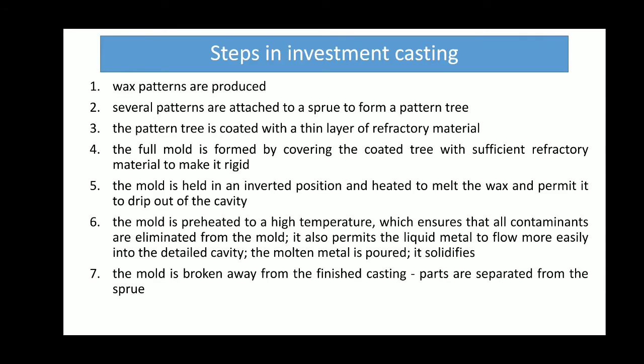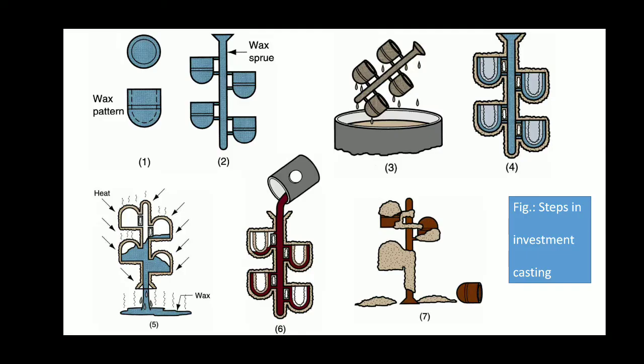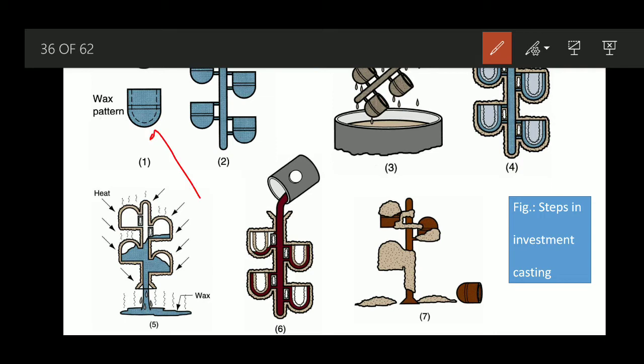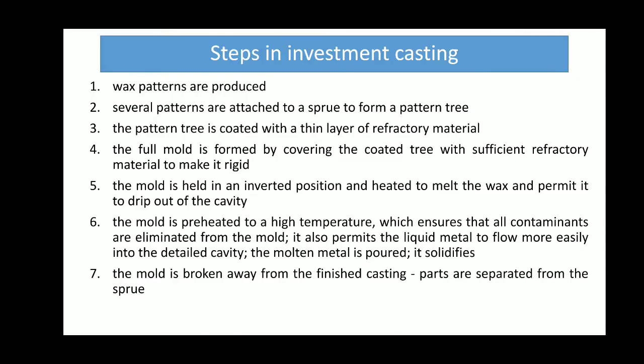So what are the various steps involved? Initially we make the wax pattern. We will show with respect to this particular figure. In figure A, you can see a wax pattern being made. Then several patterns are attached to a sprue to form a pattern tree.